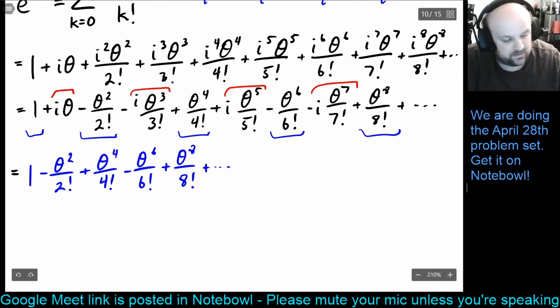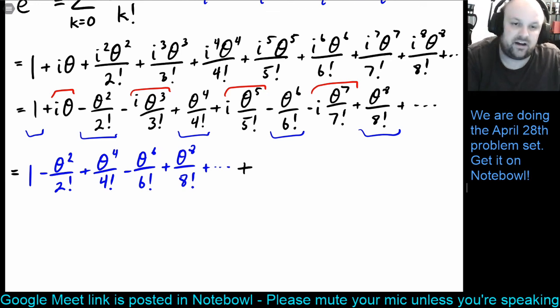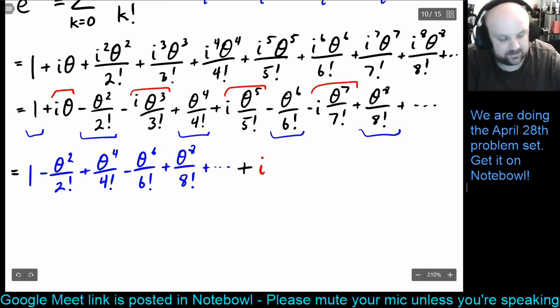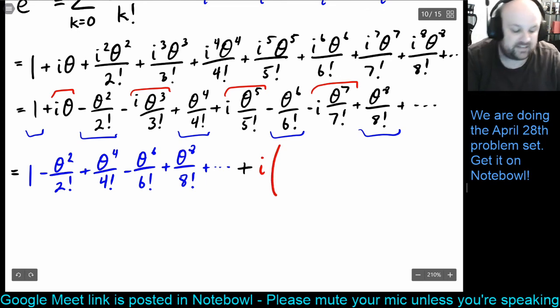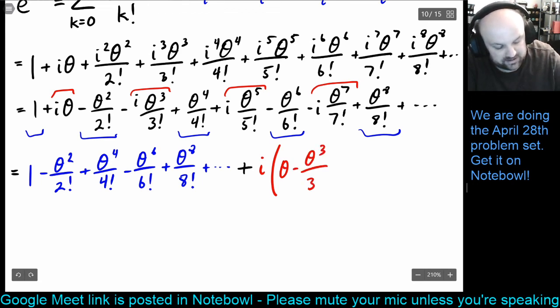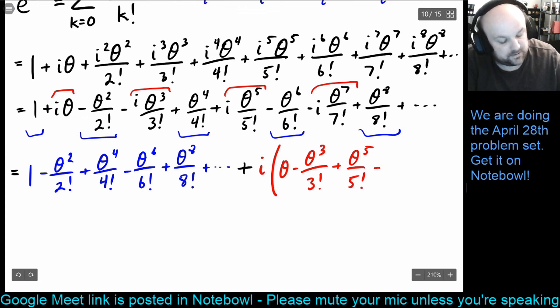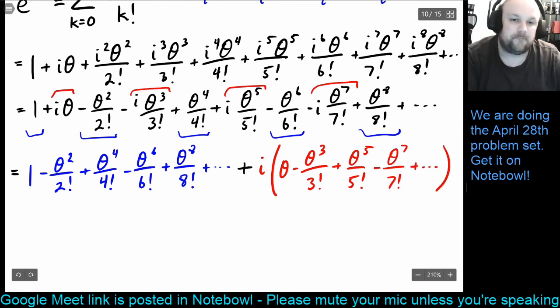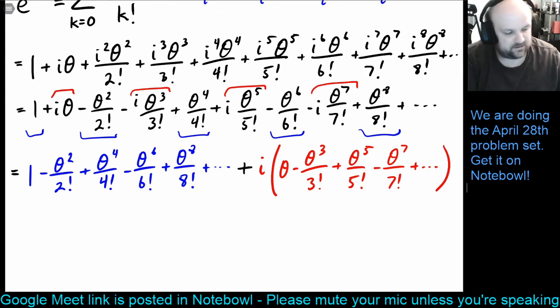And then plus. Now all of the red ones have an i in it, so let's factor out the i and then write down what we have. Here we get theta. Here, minus theta cubed over 3 factorial. Here, plus theta to the 5th over 5 factorial. This one, minus theta to the 7 over 7 factorial, dot, dot, dot. So something really interesting happens here.